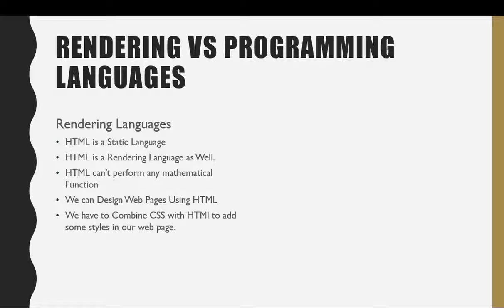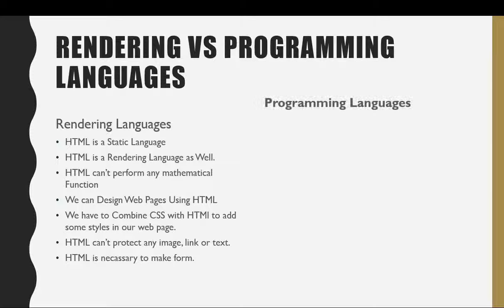We have to combine CSS with HTML to add some styles to our web page. HTML can't protect any image, link, or text. Exactly, the rendering language means HTML cannot protect our images, links, or text. For this, we have to use JavaScript. HTML is necessary to make a form. If you want to design the form, you have to use HTML. All programming languages are dynamic languages. However, when you talk about JavaScript, it's not like HTML.